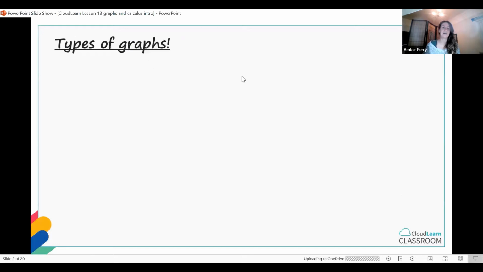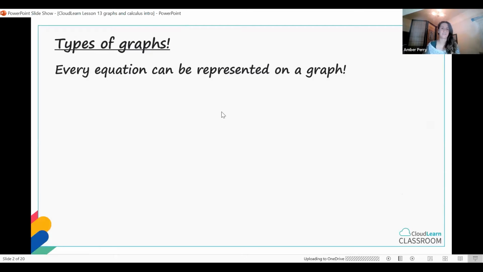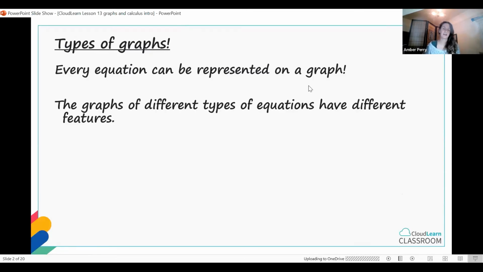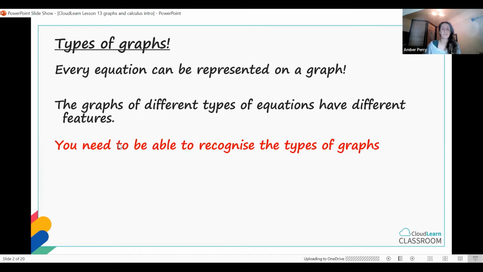So it's really important that you can recognize all the different types of graphs. A couple of weeks ago, we did linear graphs, the straight line graphs, and we talked about how every equation can be represented on a graph. It doesn't matter what equation or function of mathematics we're doing, there will be some kind of graph for it. And the different types of equations or functions will have different features. So you need to be able to recognize some of these graphs.